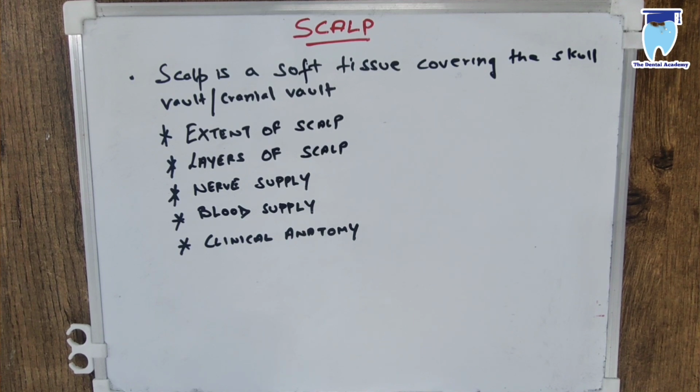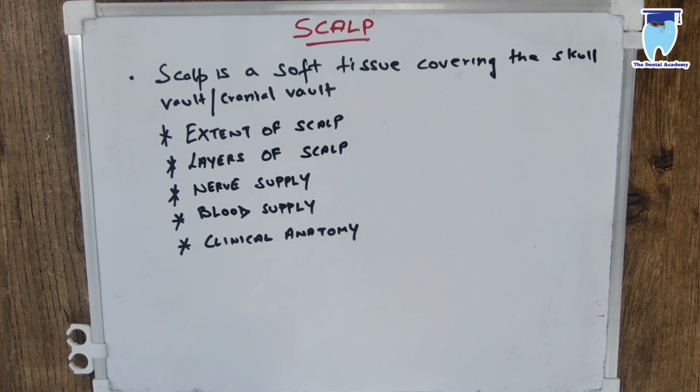Today I'll be teaching you about the scalp. Before we start, we need to understand where the scalp is located. Our brain, which is protected by the bony cage we call the skull, has a thin layer of soft tissue above it, which is known as the scalp. Basically, the scalp is a soft tissue covering the skull, or the cranial vault as we call it.